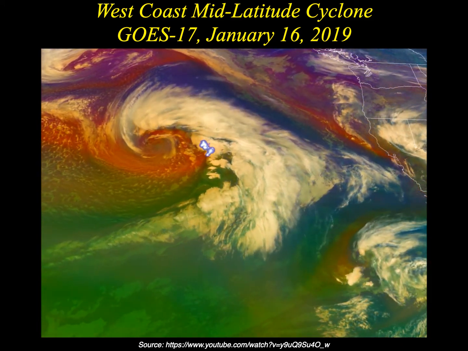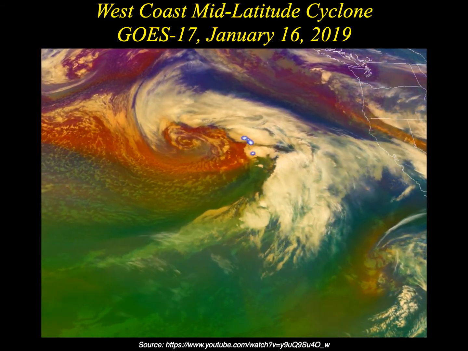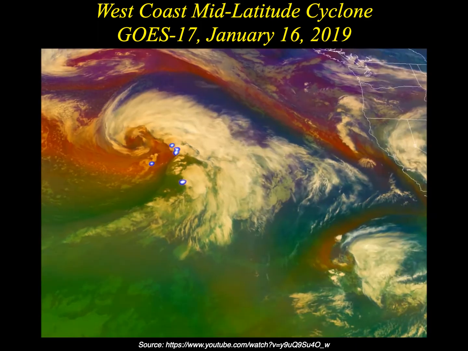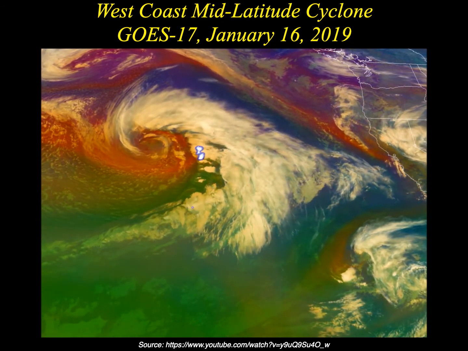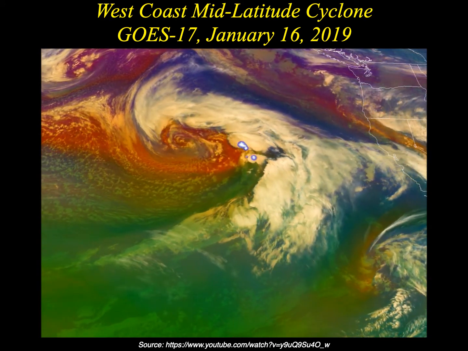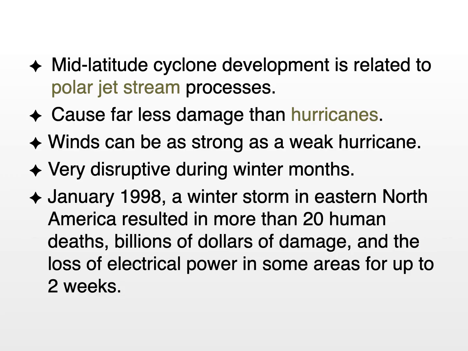Here, this animation shows the movement of this front, and we can see how it's approaching the coast. Those white bits with blue represent thunderstorms at the cold front of the mid-latitude cyclone. You can run that animation again. So you can see the swirling motion, the air moving into the low, and the low moving the storm closer to the west coast, and it's over the Pacific Ocean. So as I said, mid-latitude cyclone development is related to jet stream processes.